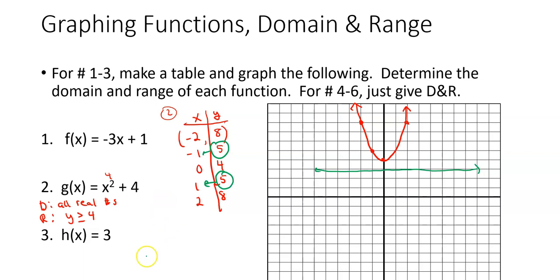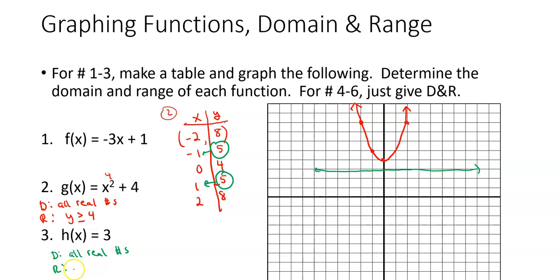What can I do for that? Well, the domain is the set of all possible x values. So if you look at this horizontal line y equals 3, or in this case h of x equals 3, then I can put any x value in that I want, and I'll get out a legitimate answer. So all real numbers is my domain.